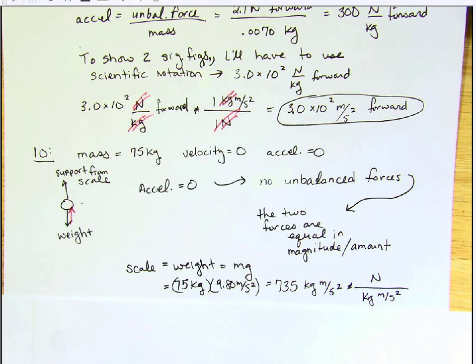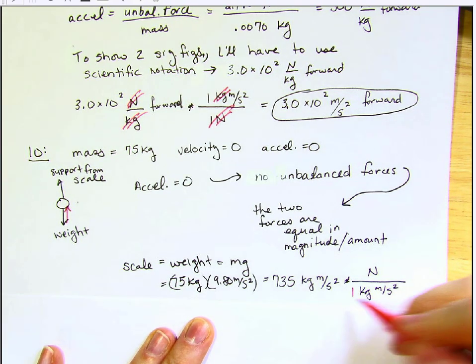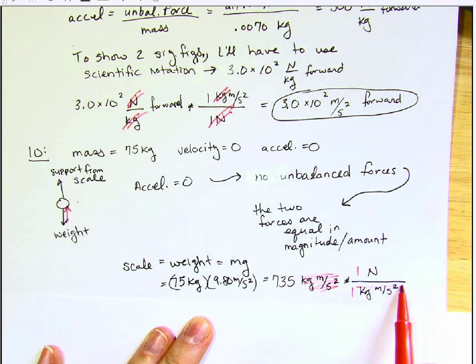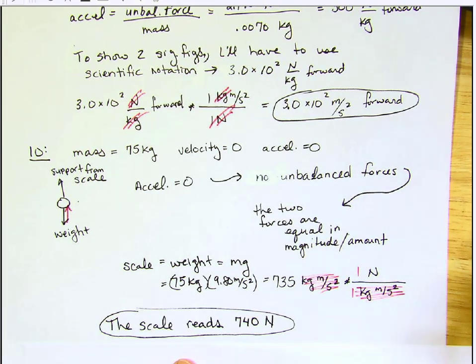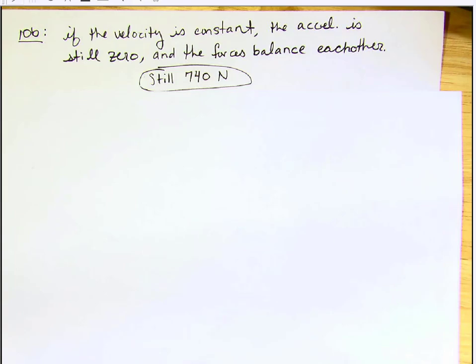But that doesn't really sound like our SI unit of force. So this is just a unit conversion then, where we could say that 1 kilogram meter per second squared is equal to 1 newton. So then we just have 735 newtons. And then, just rounding it to 2 sig figs, my final answer is that the scale reads 740 newtons. For part B, the velocity is constant, which means that the acceleration is 0. If the acceleration is 0, the forces on that object still have to balance. So the supporting force from the scale still has to balance the weight. So the scale would still read 740 newtons.